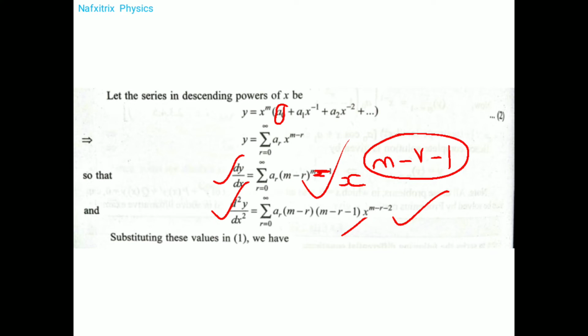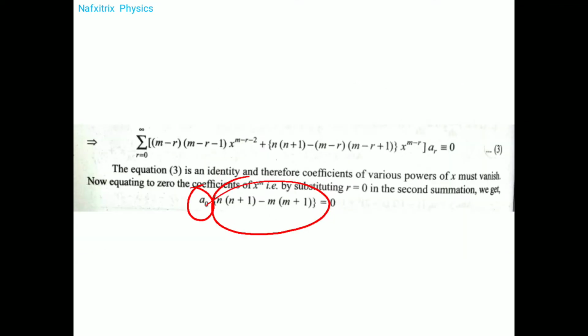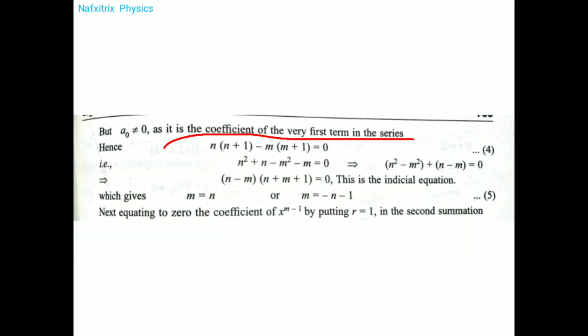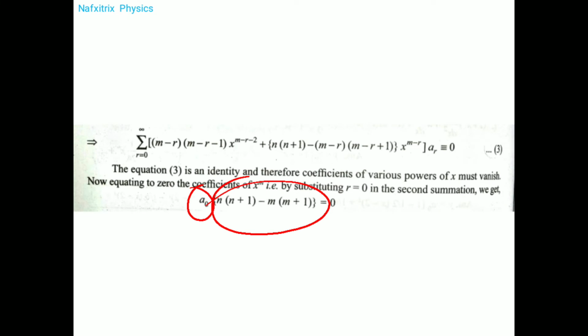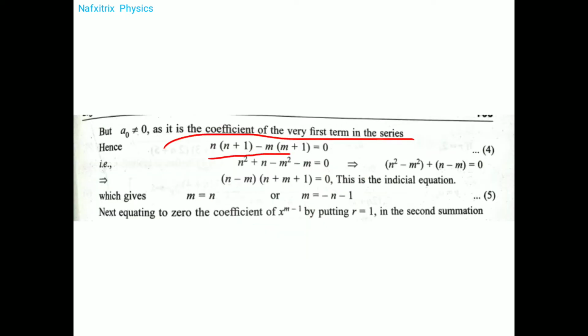If a naught is 0, what would happen? X power m would not exist in the equation. So that's why a naught should not be equal to 0. If it is equal to 0, then the mth power of x, that is the maximum power, would not exist in the equation. So that's why a naught is the coefficient of the very first term in the series. Hence, other than a naught, this must be equal to 0. So b must be equal to 0. b is nothing but this: n into n plus 1 minus m into m plus 1 equals 0.